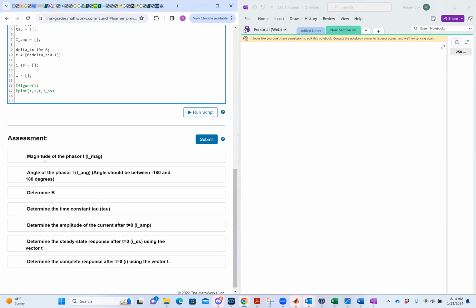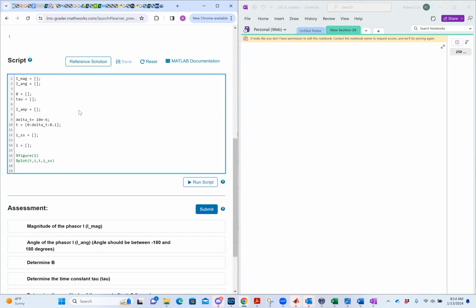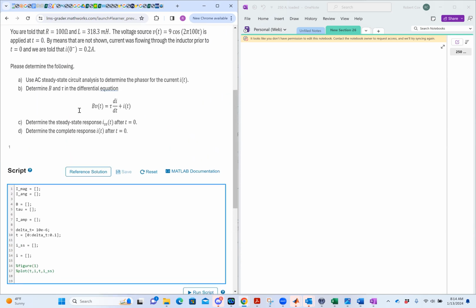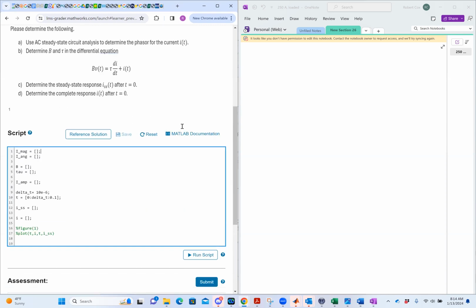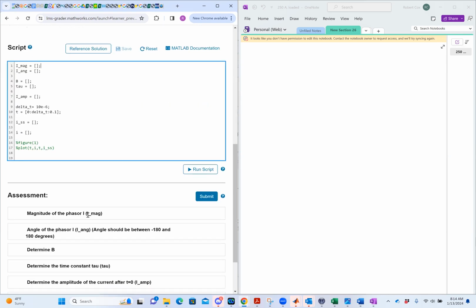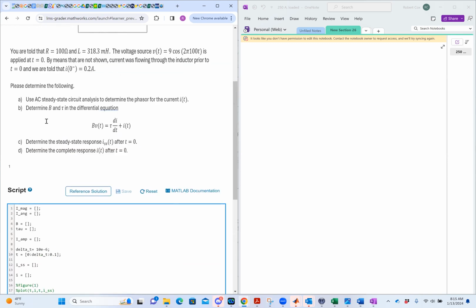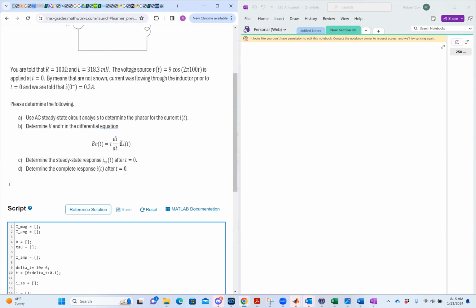The first one says magnitude of the phasor I, and the variable name, I'll always tell you, is I underscore mag. That relates to the problem, which says use AC steady state circuit analysis to determine the phasor for the current I of t. Down here, it's asking for the magnitude of that phasor, then the angle of that phasor. My next set of assessments will relate to part B, then part C and then part D. Okay? So let's take a look at how I would approach this problem.